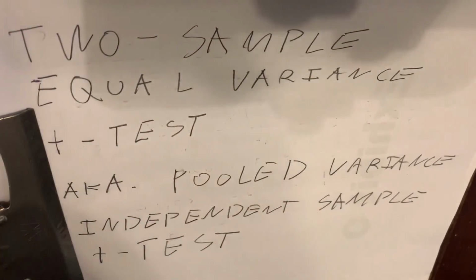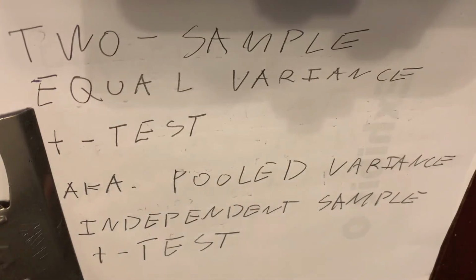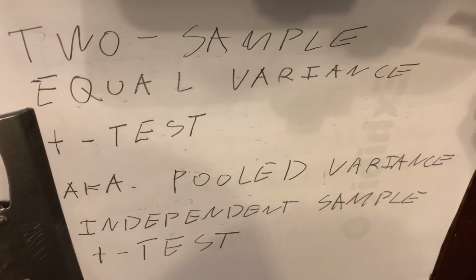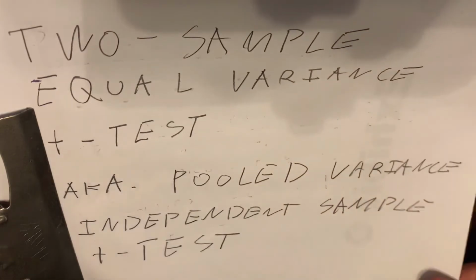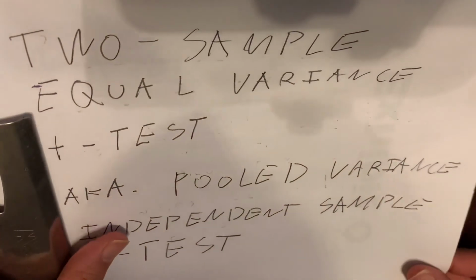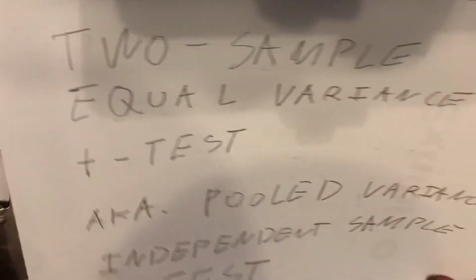This video will be doing a two-sample equal variance t-test, also known as the pooled variance independent sample t-test. We're actually going to be doing a two-tailed version of the t-test. And so two-tailed t-tests are ideally suited for a confidence interval, and that's what we are going to be using in this video, though it's not the only way to do it.